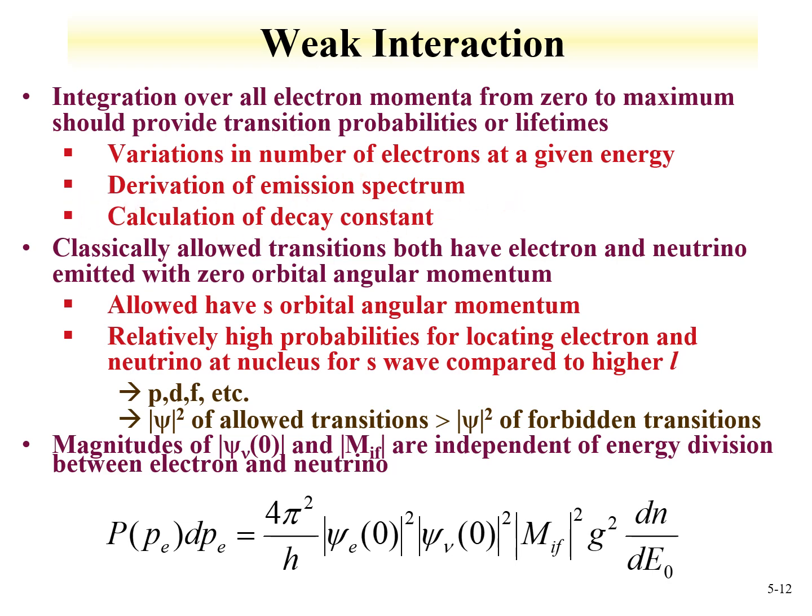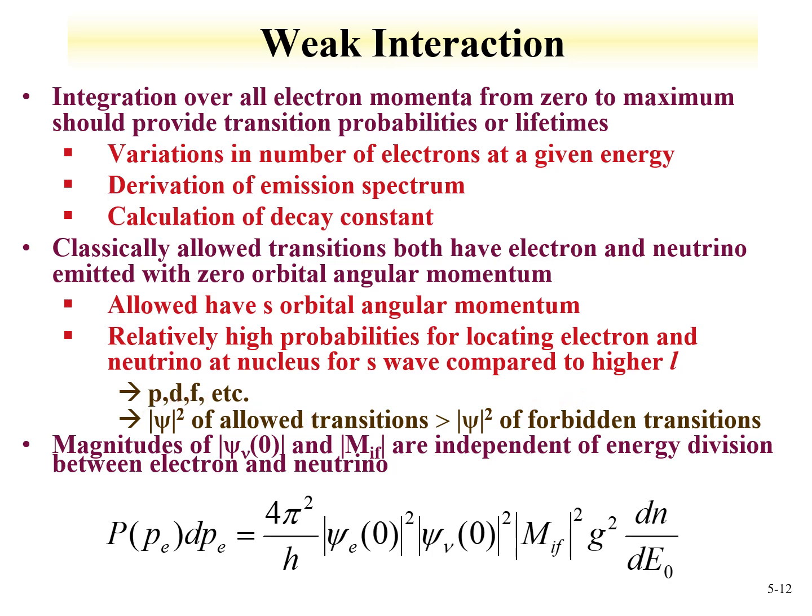Now, classically allowed transitions, in other words, where I have 0 orbital angular momentum change, those that have s orbitals, are allowed transitions. There's a higher probability of locating the electron and neutrino at the nucleus for the s wave function compared to the higher L wave functions, so p, d, f, etc. These can be observed, but they won't be as allowed as the s wave function. So we're going to call these first, second, third, etc., forbidden transitions.